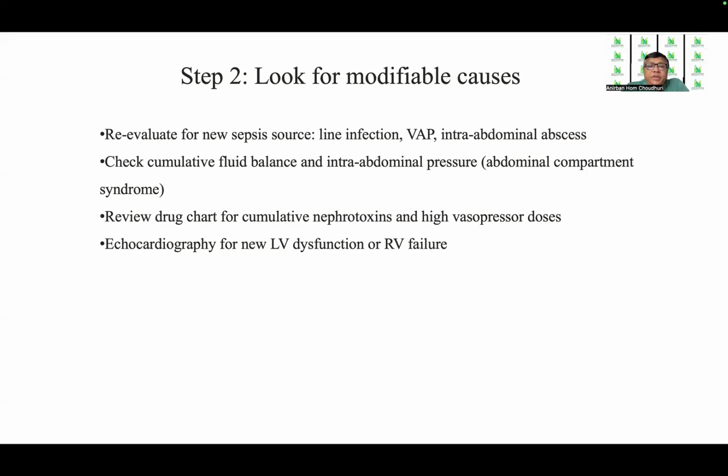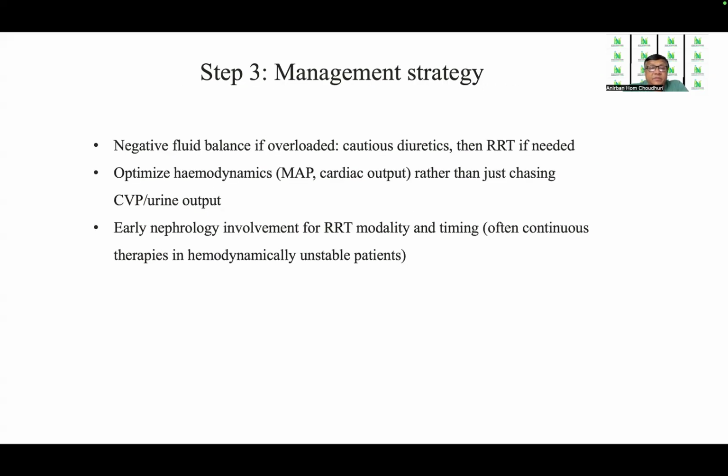Check the cumulative fluid balance and intra-abdominal pressure by looking for the presence or absence of abdominal compartment syndrome, ACS. Review the drug chart for cumulative nephrotoxins and high vasopressor dose, and also go for an echocardiography to detect new LV dysfunction or RV failure, because cardiac failure can lead to this.